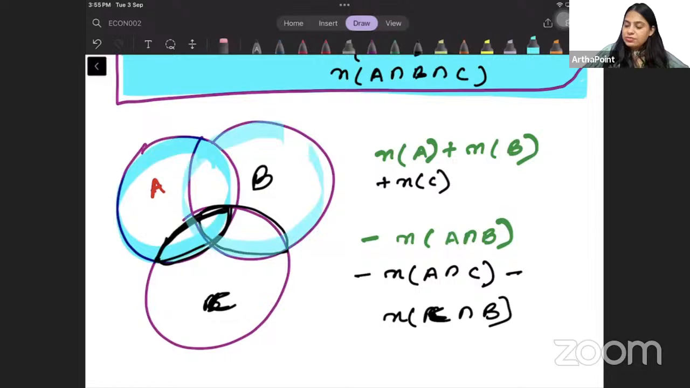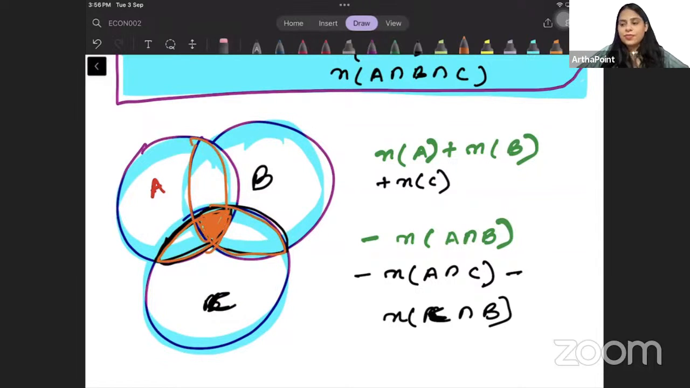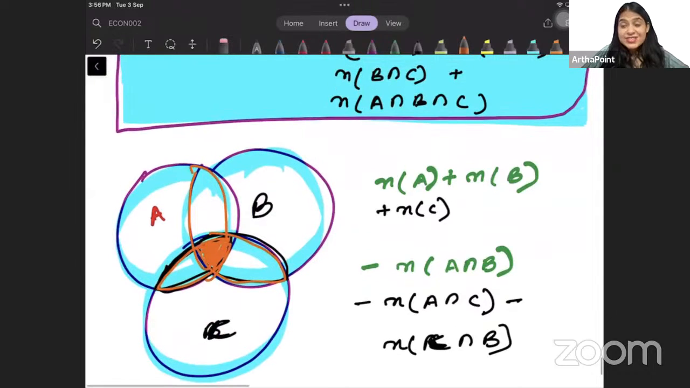Now when I added A and I need all elements of A and B and C, it means that I somehow need this area also. I do need this area. But every time I subtracted an intersection, I kept subtracting it. So I need to cover up this area again. You will see that in the formula, we add this area again to ensure that this is included, because we keep subtracting it, right?